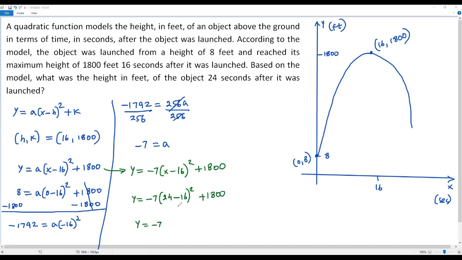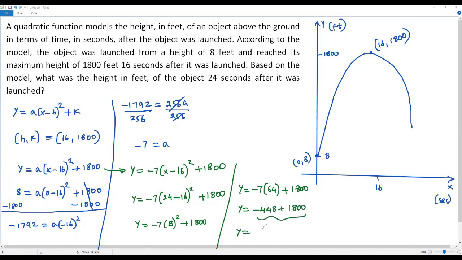Then we get y = -7(24 - 16)² + 1800. 24 minus 16 is 8, that is, 8 squared plus 1800. Then we have y = -7 times the value of 8 squared, which is 64, plus 1800. When I multiply -7 and 64, I am getting -448 plus 1800. When I combine these two numbers, I am getting 1352. That is 1352 feet. Okay, 24 seconds after launch, the object was at a height of 1352 feet.